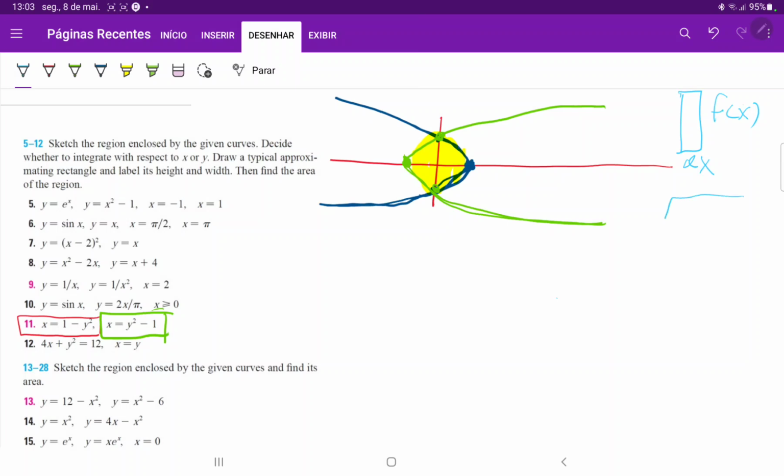So what we're going to do is consider horizontal rectangles, where now the width is f of y and the height is just dy, for a little piece of the y-axis. And if we do that, we can very clearly see that no matter where I draw this rectangle, I'm always going to have the blue function as the upper boundary and the green function as the lower boundary. So I can express this as one integral instead of breaking it down into multiple ones. So this is what I'm going to do.